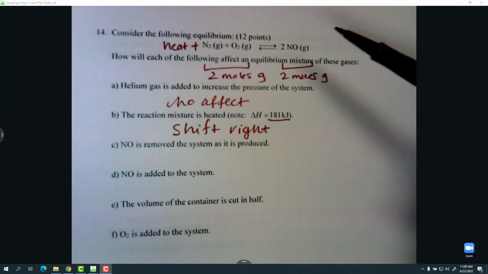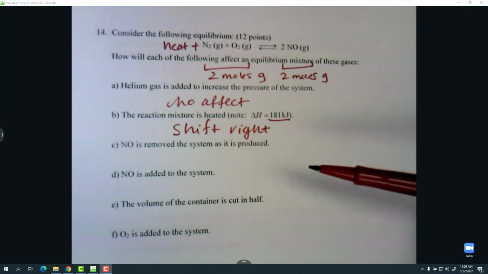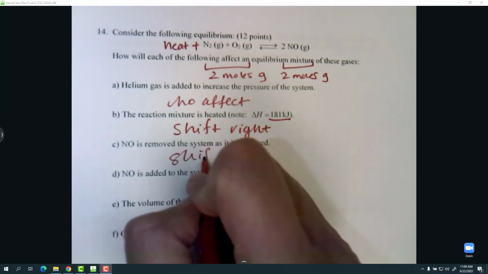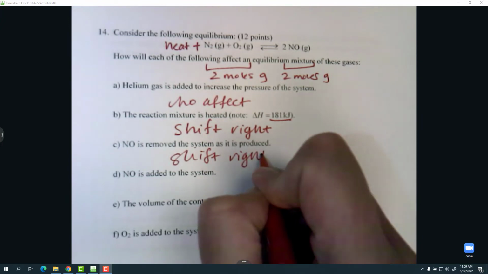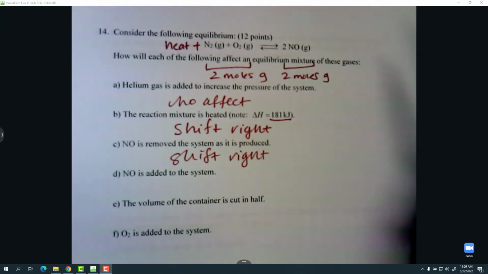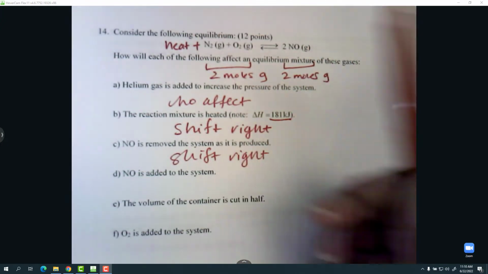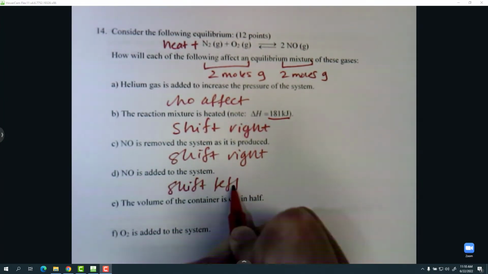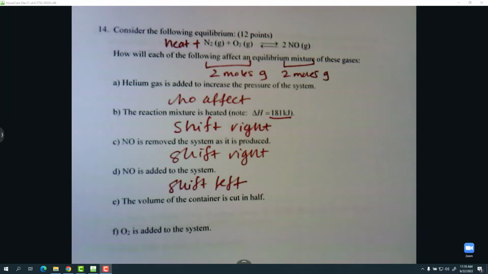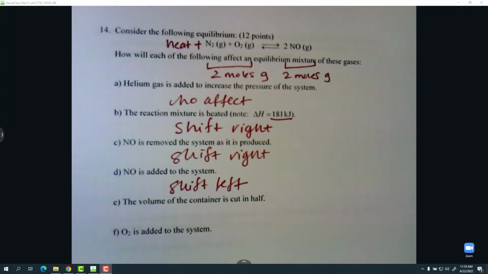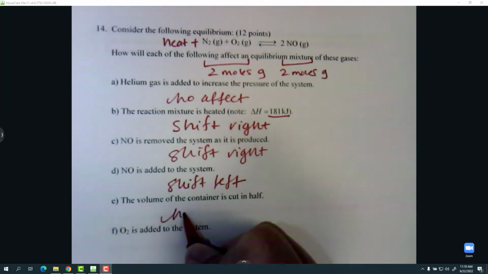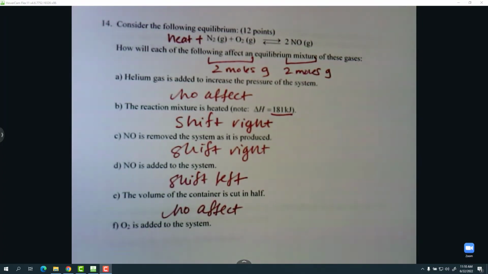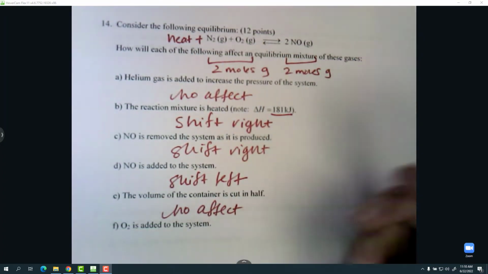NO is removed from the system as it's produced. So if I can remove NO, I'm going to need to make more of it. Shift to the right. If NO is added to the system, now I have too much product. That would be a shift back to the left. If the volume of the container is cut in half, that would shift to the side with less gas, which doesn't happen here, so no effect or no change. And if O2 is added to the system, that's a reactant. That would be a shift to the right.